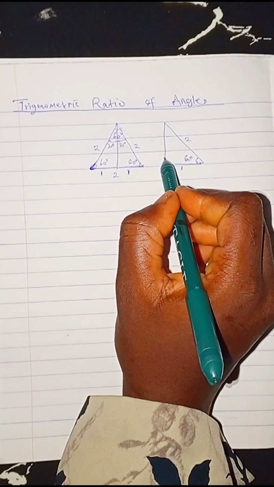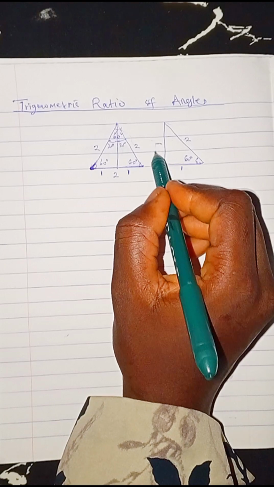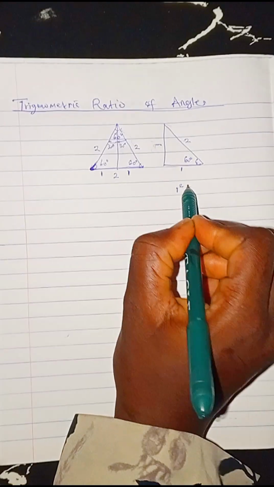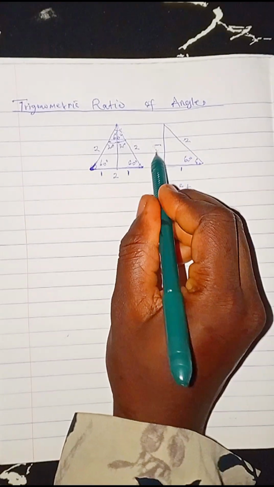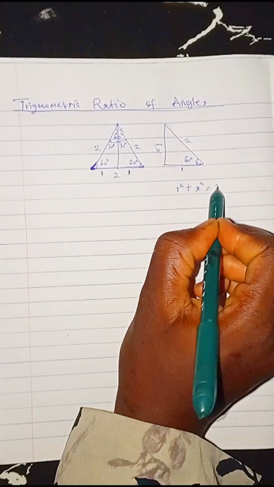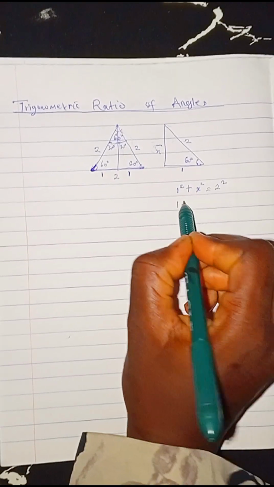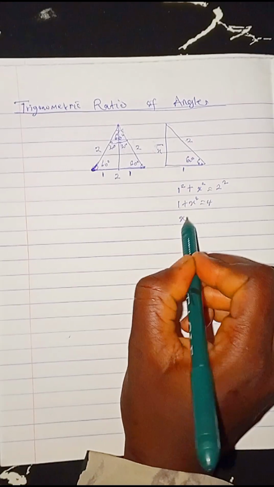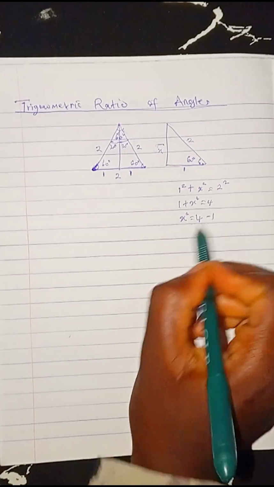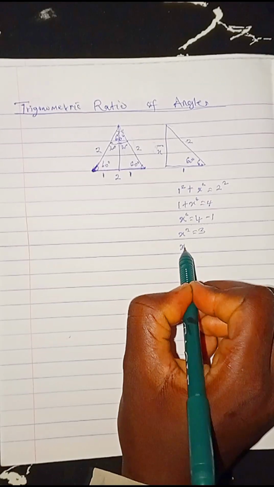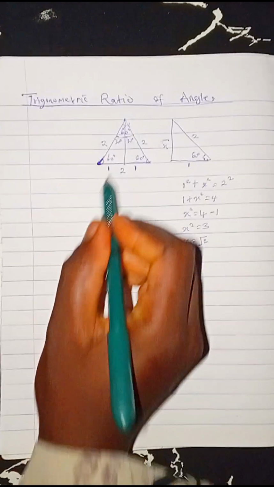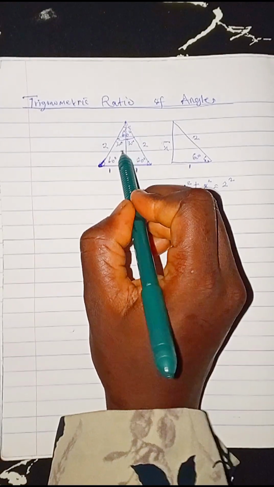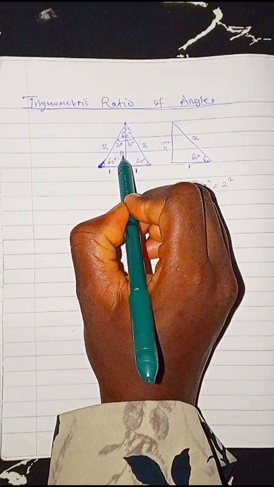A right angle triangle for which this side I don't know. But by Pythagoras theorem, 1 square plus this side I don't know, let's name it as x. x square will equal 2 square. This is 1 plus x square to be 4. So x square will be 4 minus 1. So x square will be 3. x will be square root of 3. So this portion I don't know, using the Pythagoras theorem, will be square root of 3.